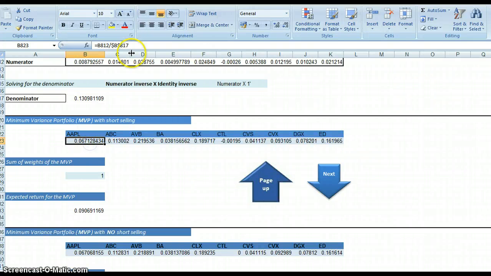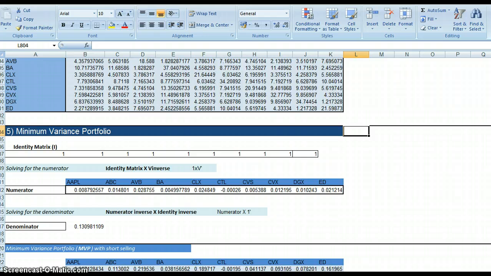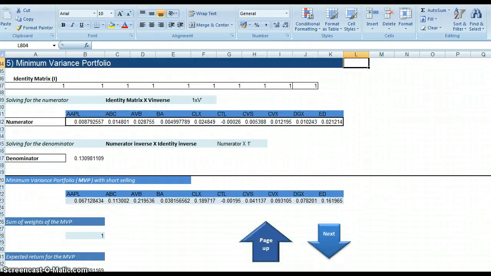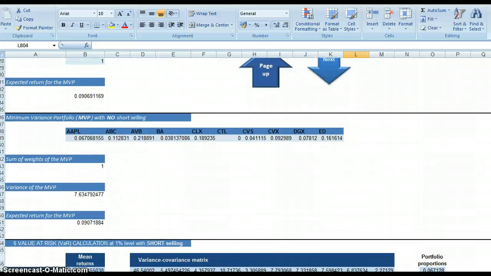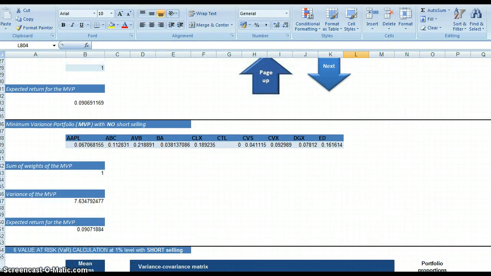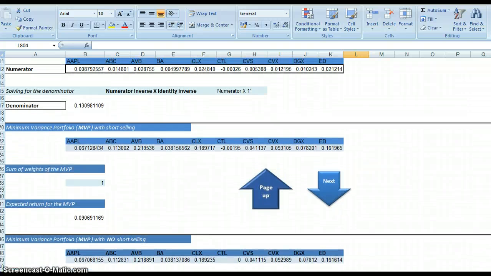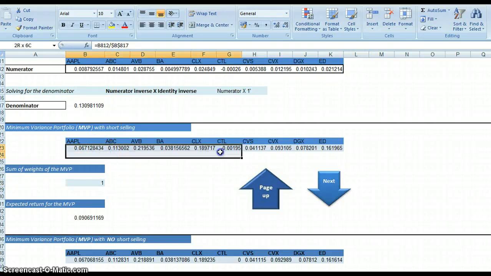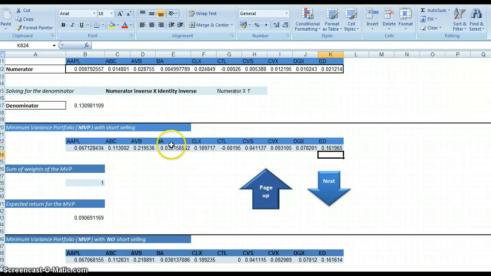So to take our assets and find out how much we're going to be investing into each one, we divide by this denominator, and we find that CTL is going to end up being a short sold asset. So it's not going to be very much, it's less than 1% of our portfolio, but it will be short sold under this framework. So what we do then to look at our MVP with no short selling, we sum our weights to just double check, okay, yeah, we've got 100% of our investment invested across the board, and our expected return for this MVP is going to be 0.09.